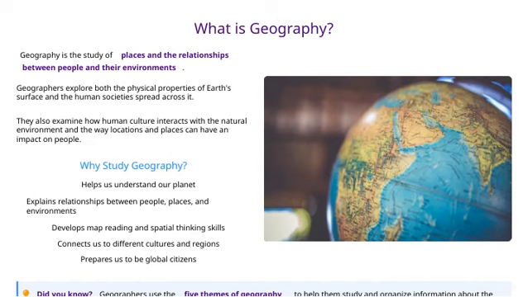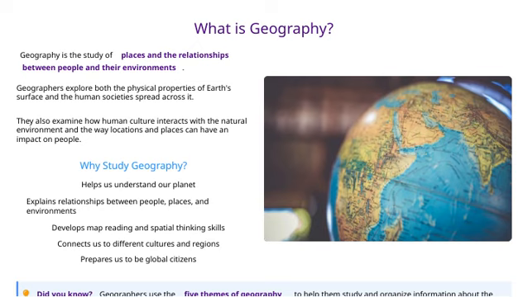So, what exactly is geography? Well, it's the study of places and how people interact with their environments. Geographers look at both the physical features of Earth's surface, like mountains and rivers, and the human societies that live across it. They explore how our culture and natural world influence each other, and how the location of a place can really shape the experiences of the people who live there.